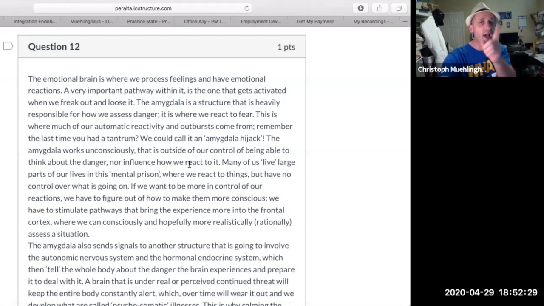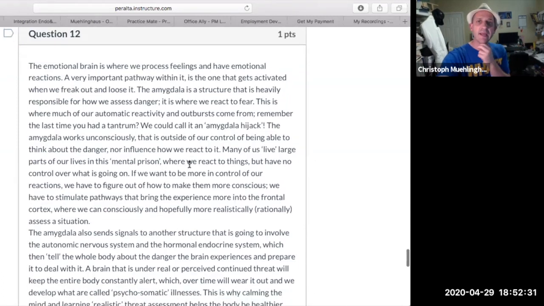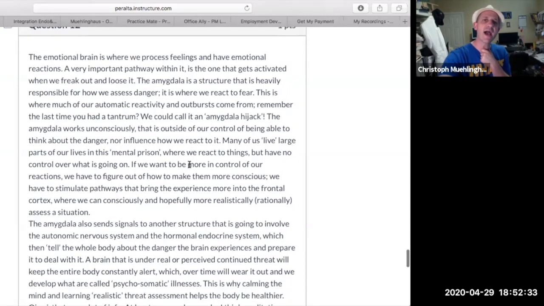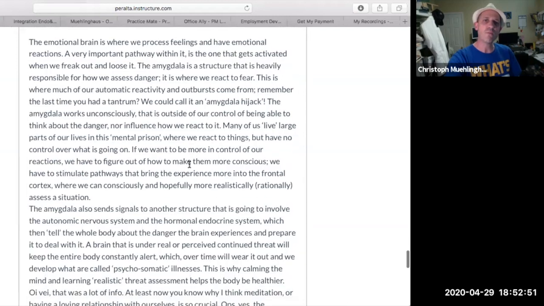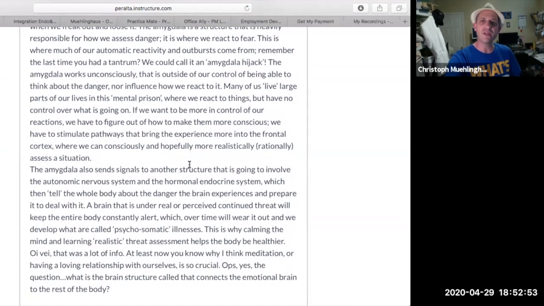But the cool thing now about the emotional brain, let's talk about that, is where we process feelings and have emotional reactions. A very important pathway within it is the one that gets activated when we freak out or lose it. The amygdala, isn't that a cool word, is a structure that is heavily responsible for how we assess danger. It is where we react to fear. This is where much of our automatic reactivity and outbursts come from. Remember last time you had a tantrum? It's called an amygdala hijack.